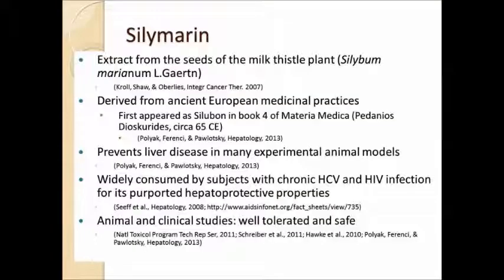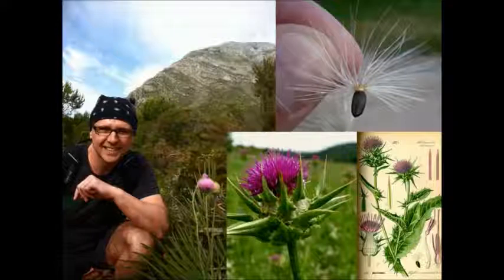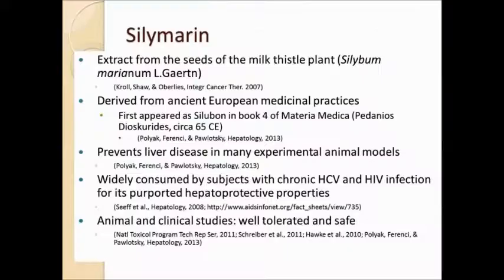And so Silymarin. Yes, and it's actually in Washington State a Class A noxious weed. It's toxic for ruminants, but Silymarin emanated from European medicinal practices.